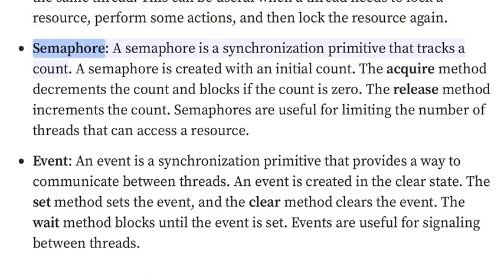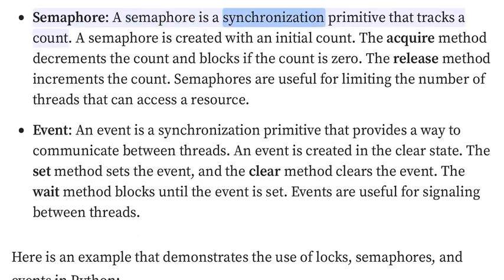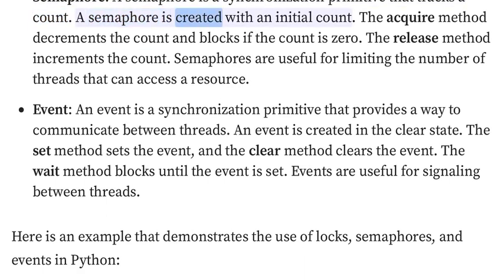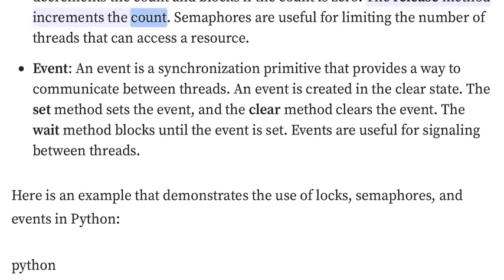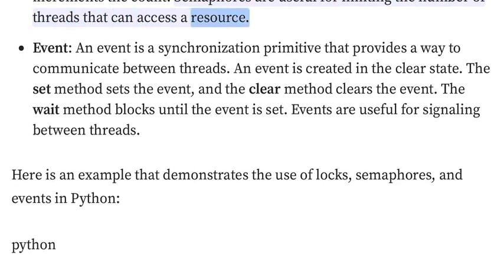Semaphore. A semaphore is a synchronization primitive that tracks a count. A semaphore is created with an initial count. The acquire method decrements the count and blocks if the count is 0. The release method increments the count. Semaphores are useful for limiting the number of threads that can access a resource.